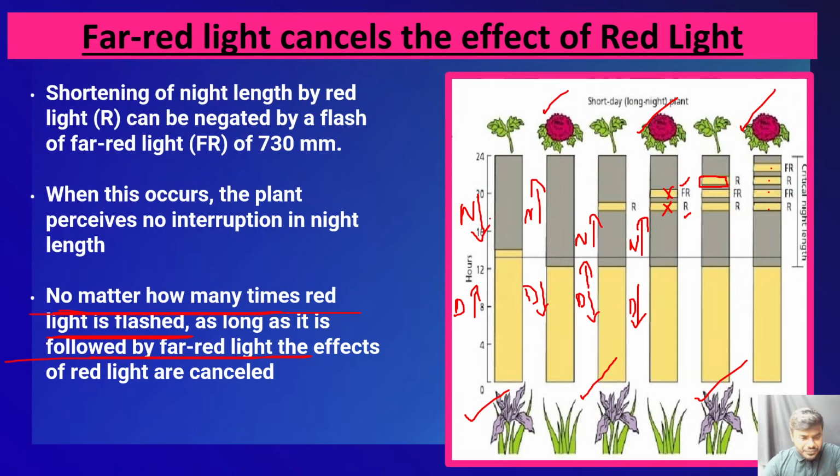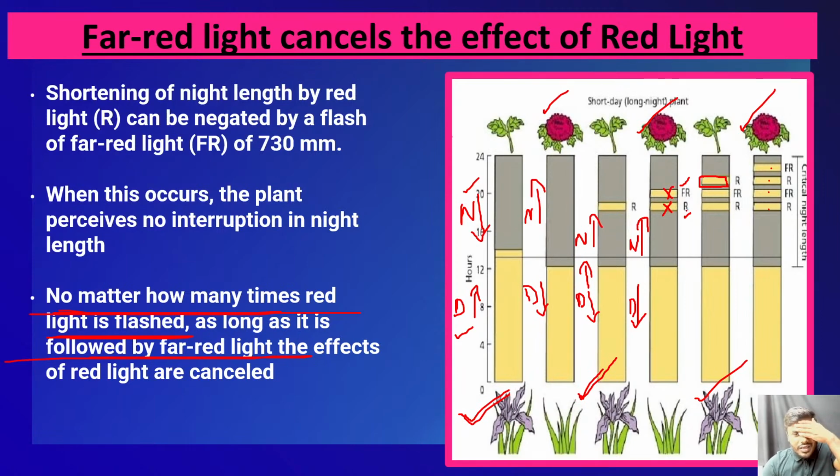First condition, day is more, night is less. As a result, long day plant is flowered. In the second condition, night is more, day is less. That's why short day plant is flowered. In the third condition, night is more, day is less. But what I have done, I have punctured the night length with the red light. That's why night length decreased, day length increased. As a result, long day plant starts flowering.